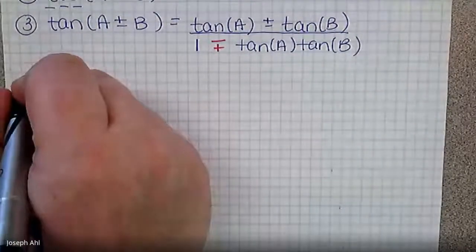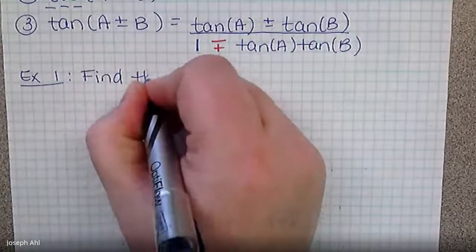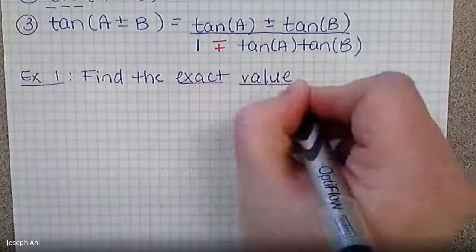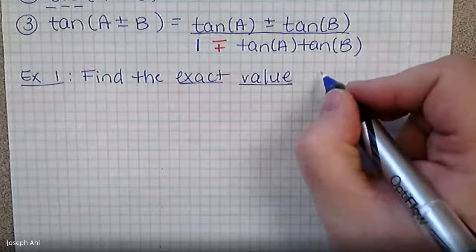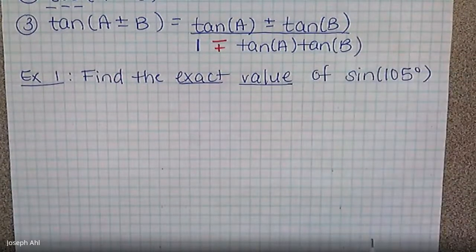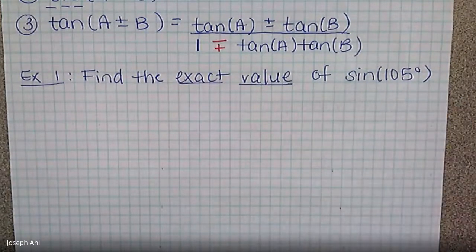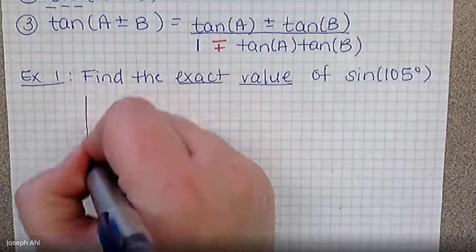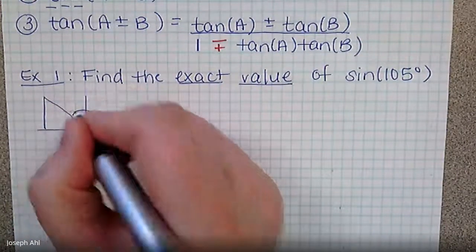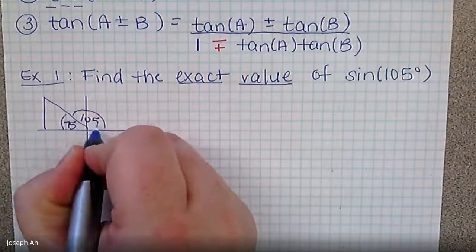In example 1, we are going to find the exact value. And when I use the term exact value, to you it should mean don't touch your calculator. Of sine of 105 degrees. To find the exact value for sine of 105, first and foremost, if you sketch 105 degrees, I want you to think about is that 105 is in quadrant 2, and that we have a reference angle here of 75 degrees if this is 105.